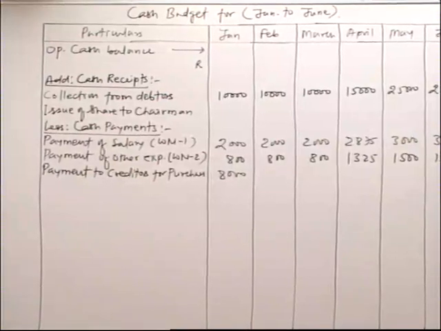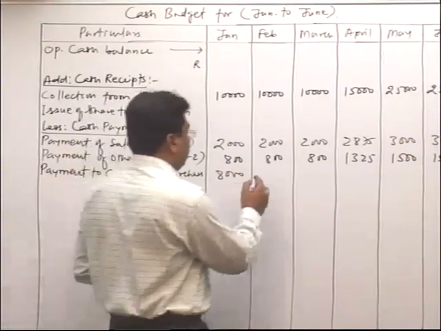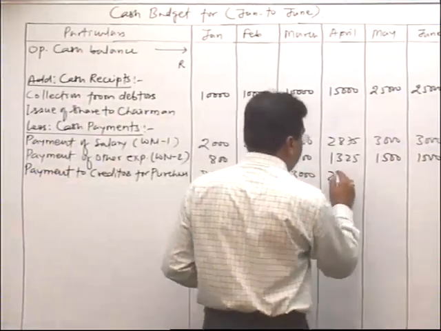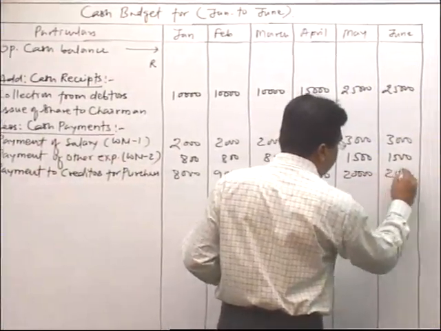In working note 3 you will find it is 9,000, 13,000, 27,000 and then 20,000. This is 9,000, 13,000, 27,000 and then 20,000.